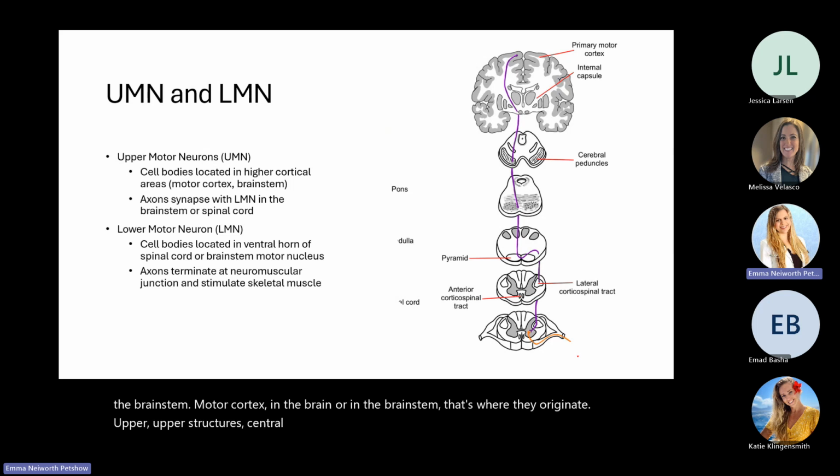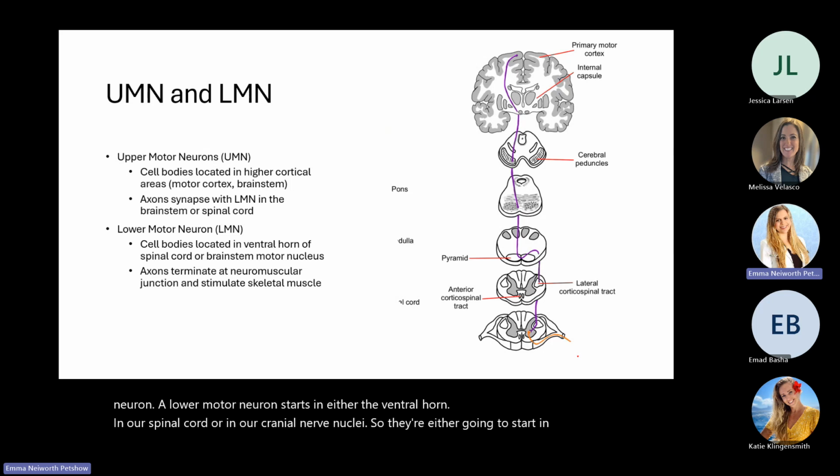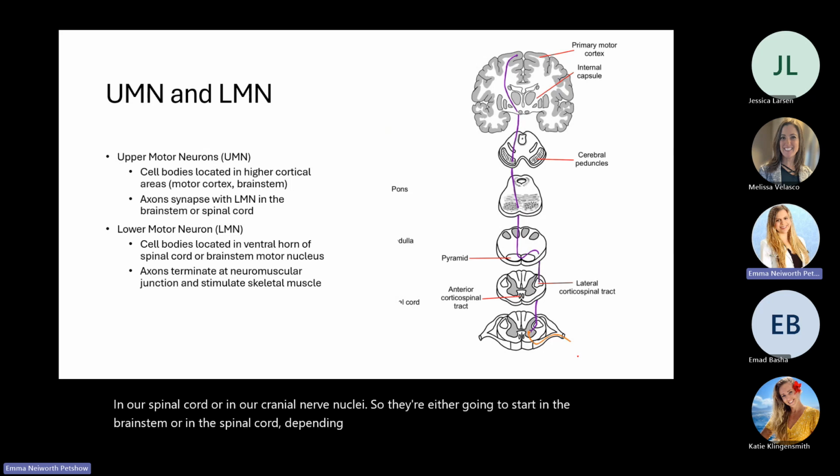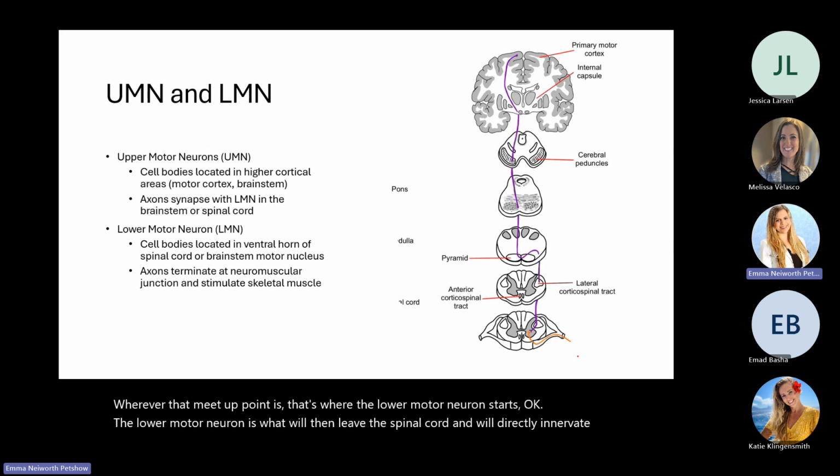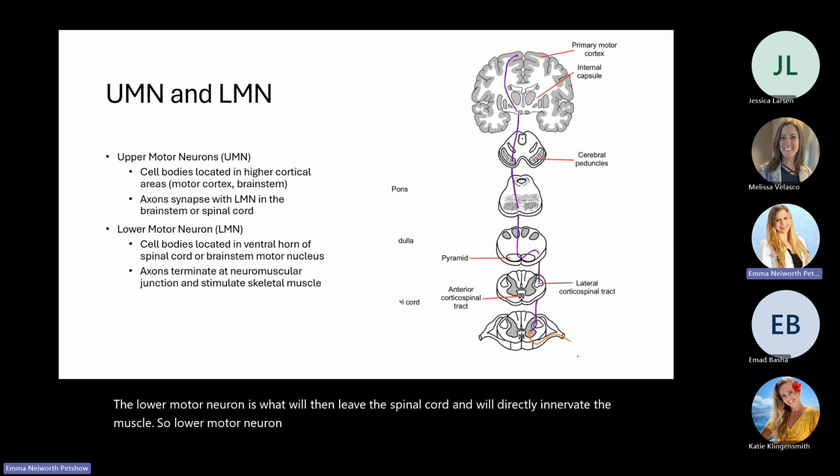They're going to synapse with a lower motor neuron. A lower motor neuron starts in either the ventral horn in our spinal cord or in our cranial nerve nuclei. So they're either going to start in the brainstem or in the spinal cord, depending on wherever the upper motor neuron synapsed with it. The upper motor neuron first travels down, meets up with the lower motor neuron. Wherever that meetup point is, that's where the lower motor neuron starts. The lower motor neuron is what will then leave the spinal cord and directly innervate the muscle.